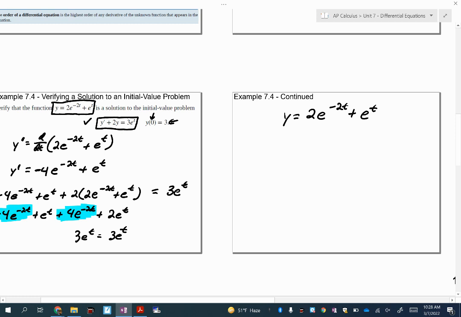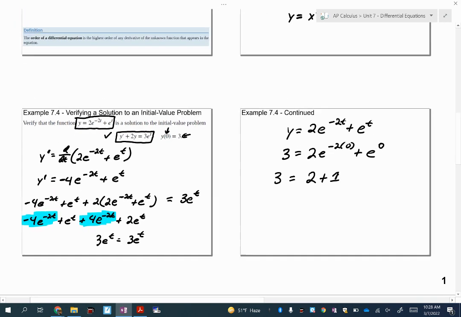And I'm going to replace t with 0, and hopefully that gives me y is 3. So y is going to be 3, hopefully. And I'm going to write negative 2 times 0 plus e to the 0 power. Anything to the 0 power is going to be 1. So 2 times 1 is 2. Anything to the 0 power is 1. And 2 plus 1 is equal to 3.